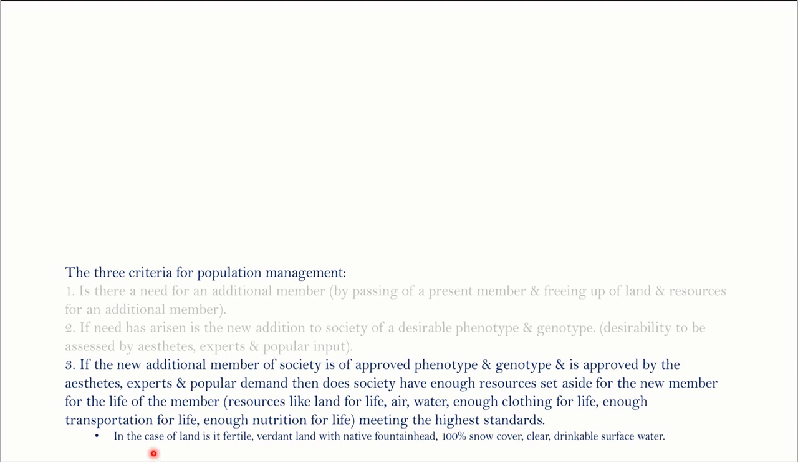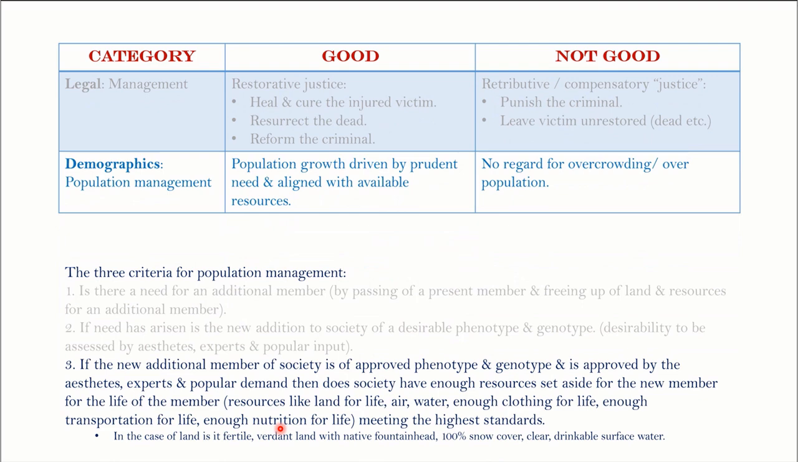For example, in the case of land, we may ask, is it fertile, verdant land with a native fountainhead, 100% snow cover, clear, drinkable surface water? And if so, then we may consider moving forward with bringing this new member of society amongst us.